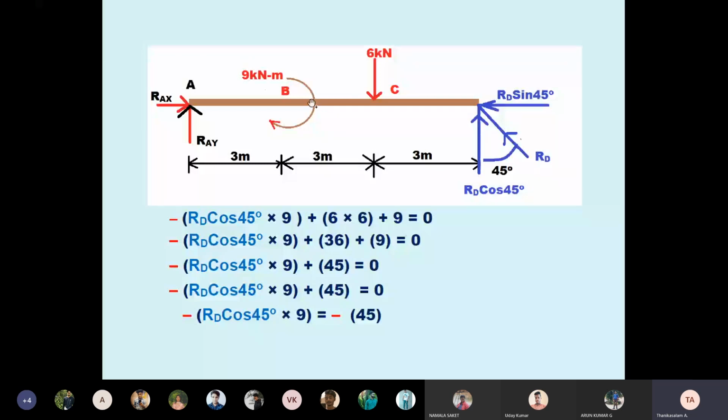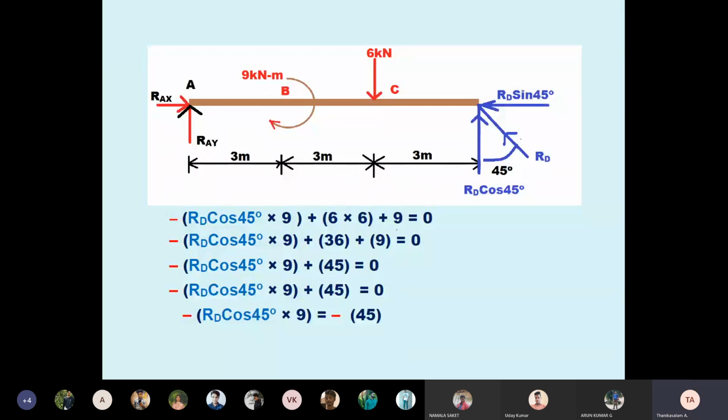Students, whenever a couple moment is given, you only consider the moment. Already the moment is given. So is this a clockwise moment or anti-clockwise moment? Uday Kumar, is 9 kilonewton-meter clockwise or anti-clockwise? With respect to A. Clockwise, sir. So clockwise is plus. So just add plus 9, enough. Don't multiply by a distance, because the moment is already given.